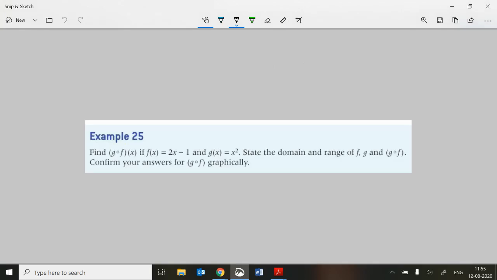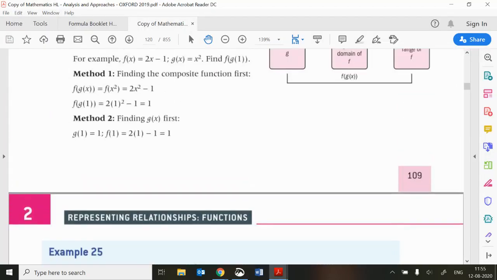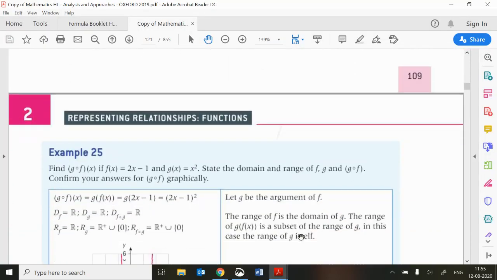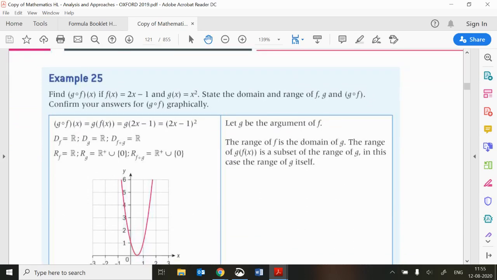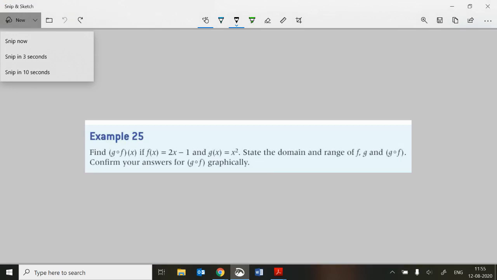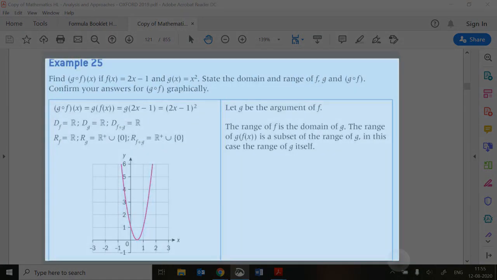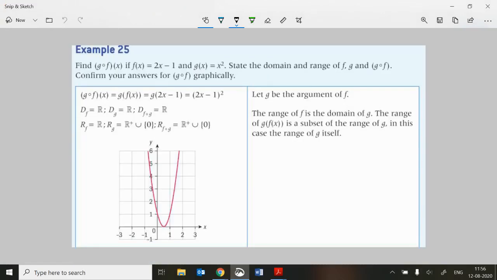Okay, so g of f of x, find this if f of x is equal to 2x minus 1 and g of x is equal to x squared. Was that not the question? Let's have a little look. 2x minus 1, g of x is equal to x squared. I think we've just done this one, right? Well, let's have a look at what they're doing. Let's actually steal their version of this. This was the original example in the chapter I already talked about.